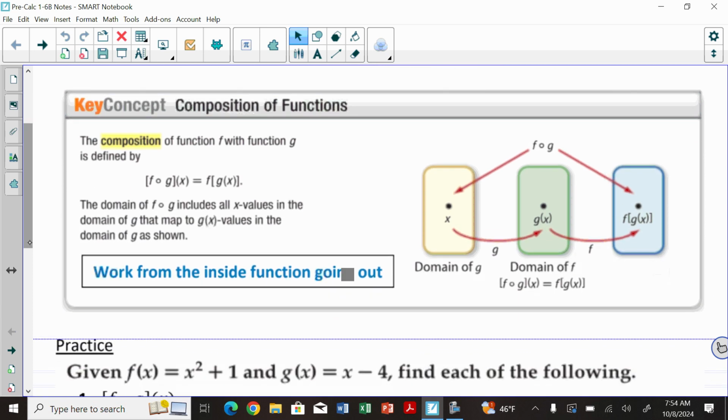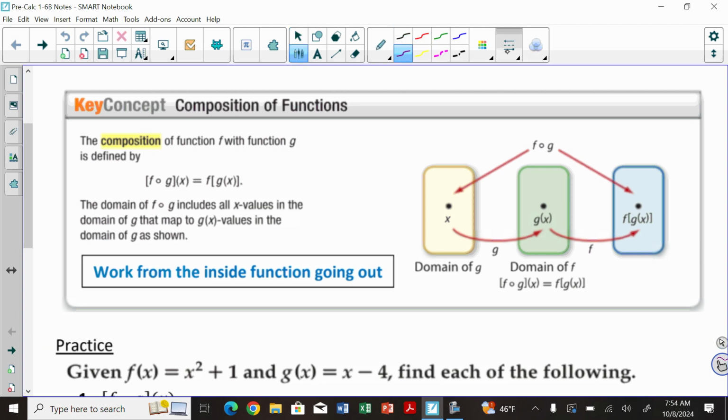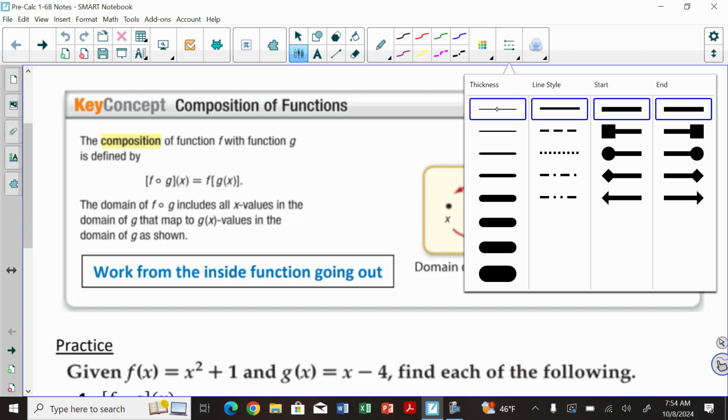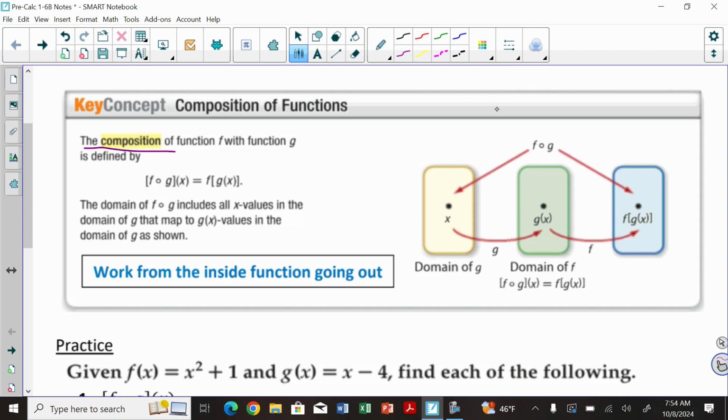All right, so here's the general idea. The composition of a function f with function g is written as f of g of x. That's how we would say it, okay? F of g of x.